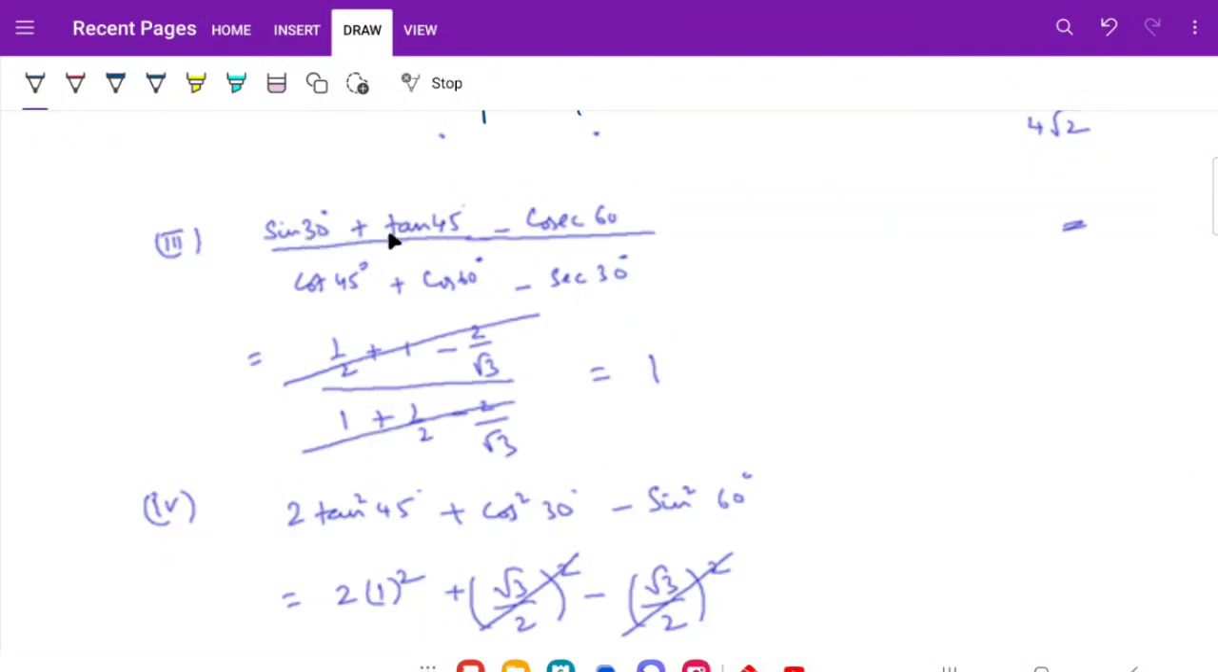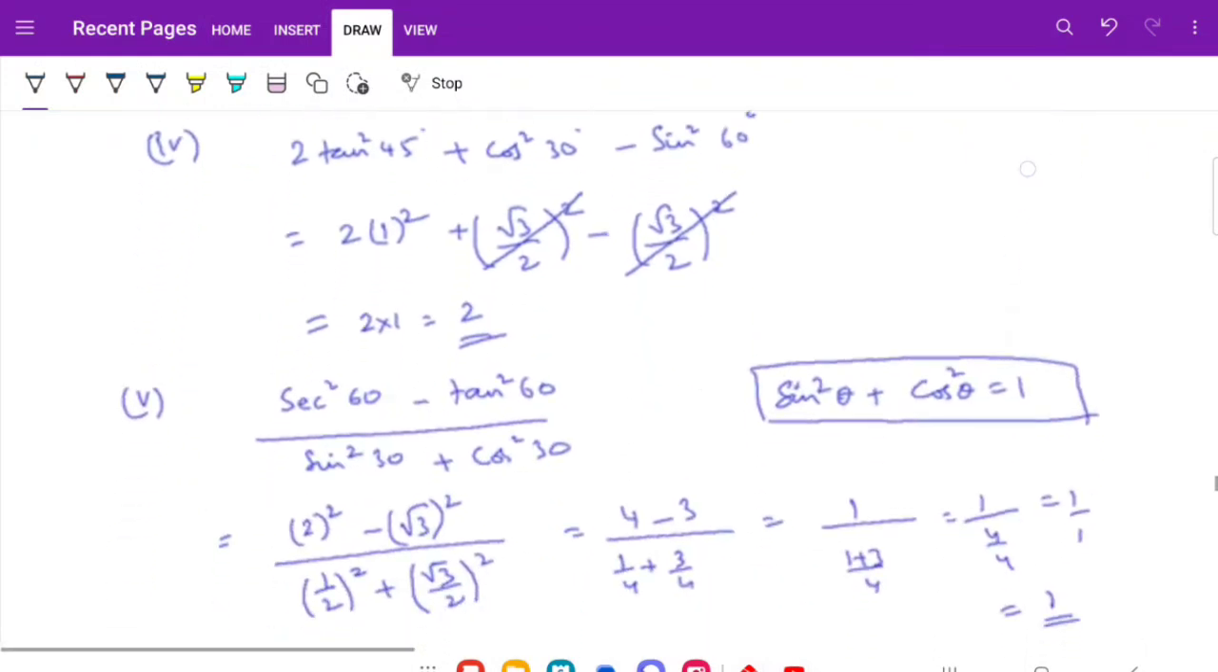sin 30 plus tan 45. Sin 30 plus tan 45 minus cosec 60, cot 45 plus cos 60 minus sec 30. Simply substitute the values. Sin 30 is 1 by 2, tan 45 is 1, minus cosec 60 is 2 by root 3, divided by cot 45 is 1 plus cos 60 is 1 by 2, minus sec 30 is 2 by root 3. So if you see carefully, observe here in the numerator you are having 1 by 2 plus 1 minus 2 by root 3. Denominator is also 1 by 2 plus 1 minus 2 by root 3. That means only order of the term is different, otherwise numerator and denominator are same. So we cancel this one, we get this as 1.